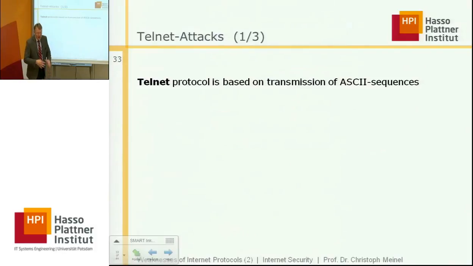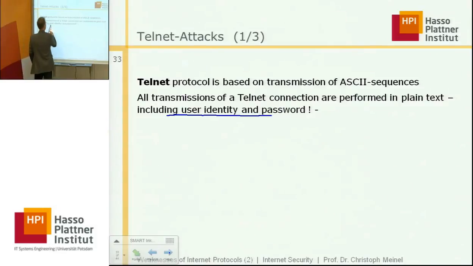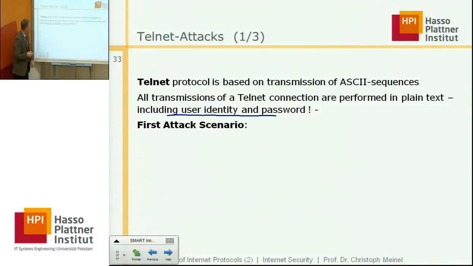Let's have a look at another application of the internet and internet services, only to give you some examples: Telnet. The Telnet protocol is based on transferring plain text, ASCII sequences. So all transmissions of Telnet connections are performed in plain text, even user identity and password. So if one controls the internet, gets access, and filters a packet with identity and password information, then the attacker can use the Telnet account of the person with a stolen identity.